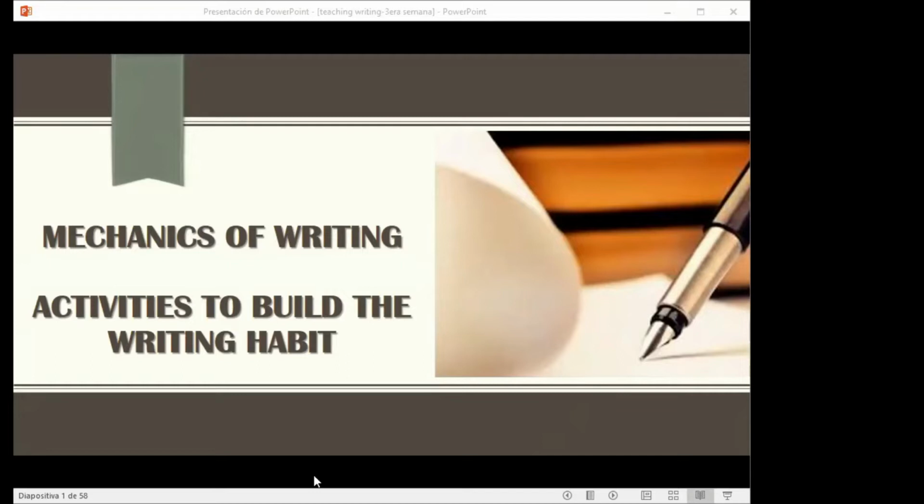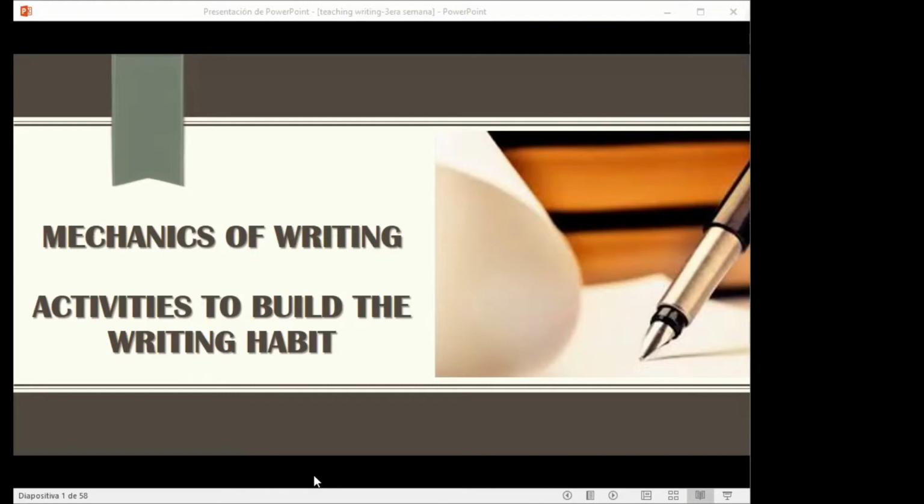Okay, so as you can see here, today is the third session of the teaching writing module. In the last class we were talking about different ways to teach writing: writing for writing and writing for learning. Then we saw some activities that we could do to practice and reinforce these two ways of teaching writing.